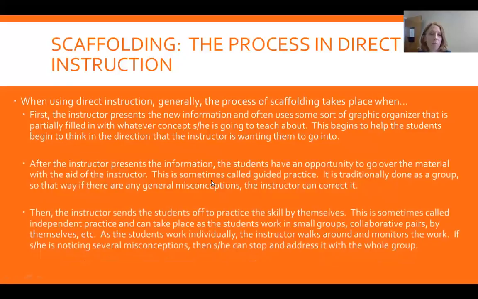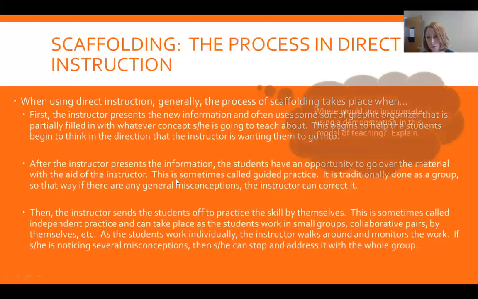Then finally, in the direct instruction model, when the teacher provides the scaffolding process, there is student independent work where the teacher generally is not there providing as direct assistance for the students. The students are often working in small groups or in collaborative pairs, one-on-one, something like that. And the teacher will actually go around and monitor any misconceptions that he or she might see using that informal observation assessment method. So that's how the process kind of looks within scaffolding.